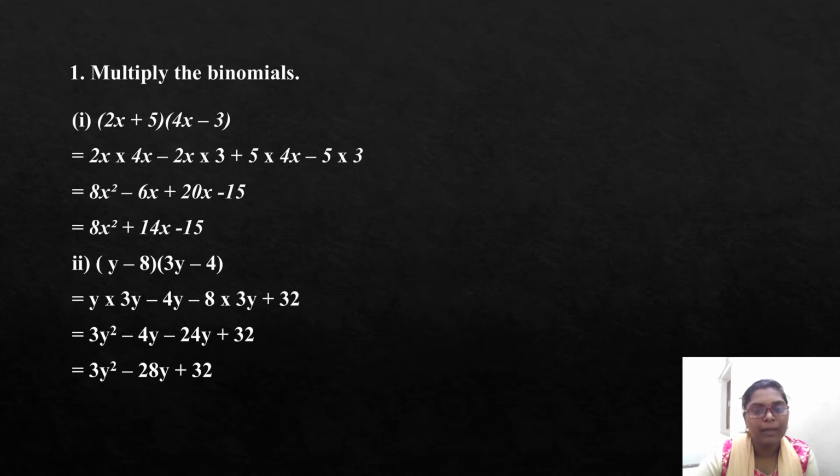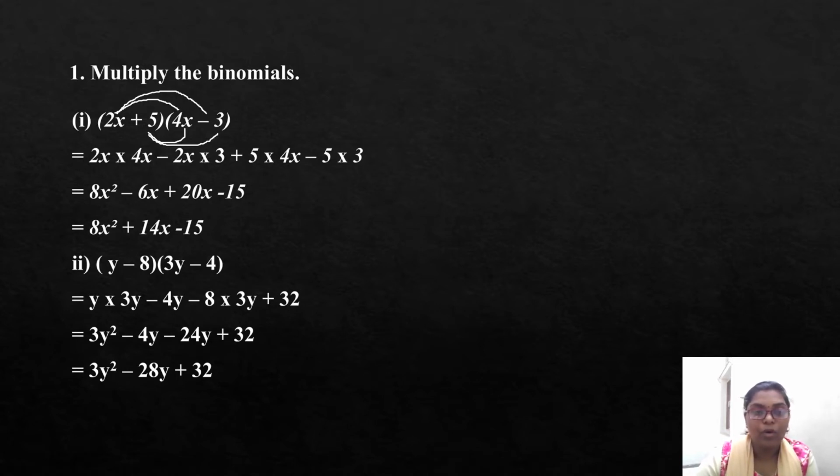First we will multiply 2x into 4x. First multiply the coefficients. What is the coefficient of x in the first term, which is 2? And the coefficient of x in the second term is 4. So 2x into 4x. Next, 2x into minus 3. In between, which sign we are having? Plus. 5 into 4x and minus 5 into 3.